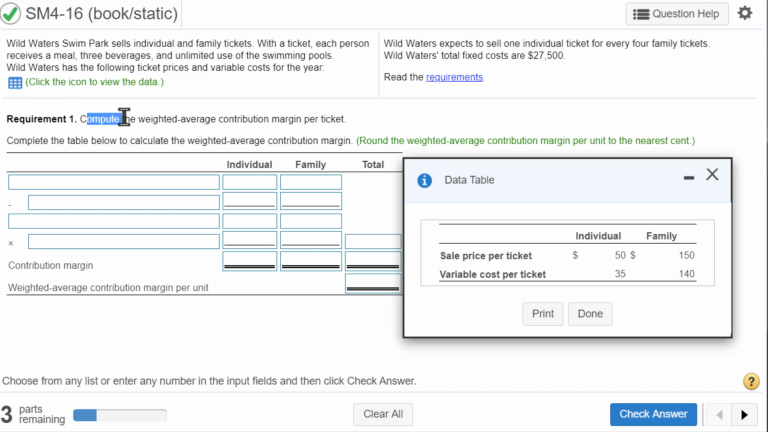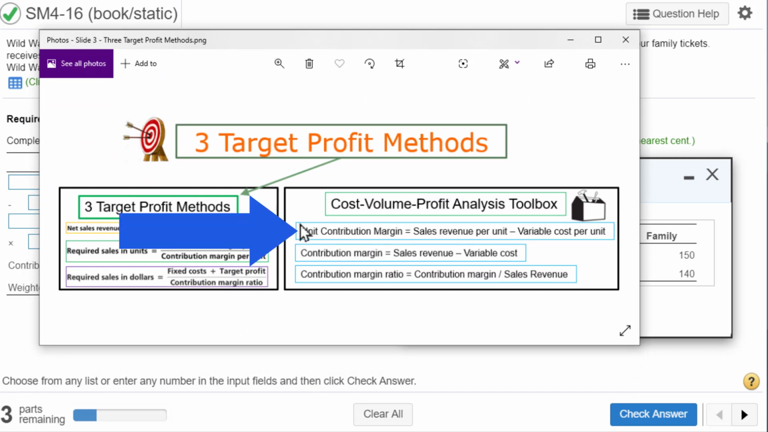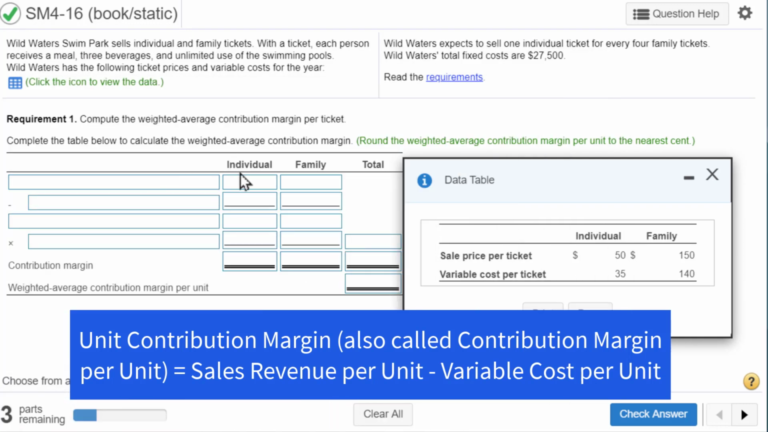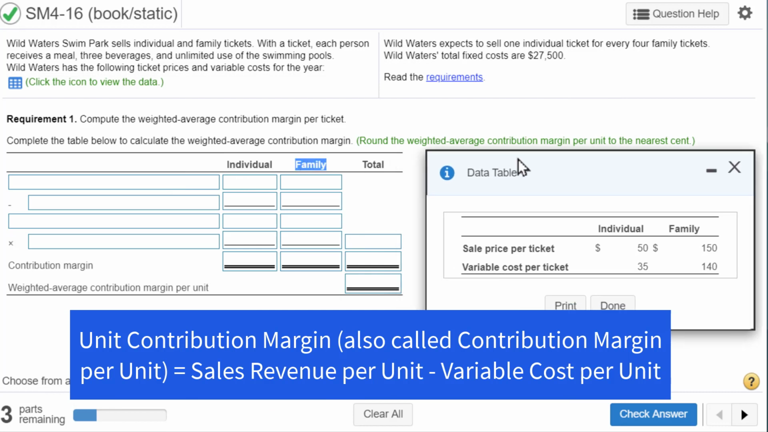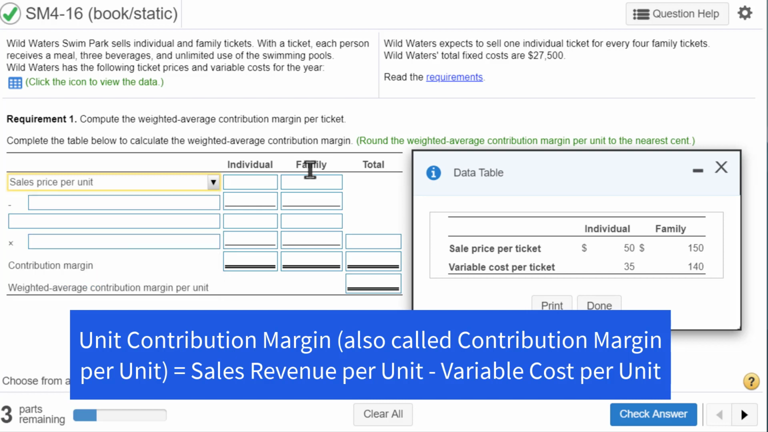So requirement 1, compute the weighted average contribution margin per ticket. Before we can do the weighted average, we have to calculate the contribution margin per ticket. And how do we calculate contribution margin? Unit contribution margin is sales revenue per unit minus the variable cost per unit. So we've got the individual ticket and then the family ticket. We take sales price per unit, and for the individual ticket it's $50 per ticket. For the family ticket it's $150 per ticket.